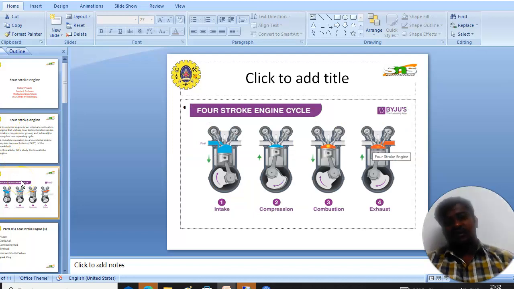This is the schematic representation of the four-stroke engine. The first one is intake, the second one is compression, the third one is power, and finally exhaust. For one cycle, it will take four strokes.